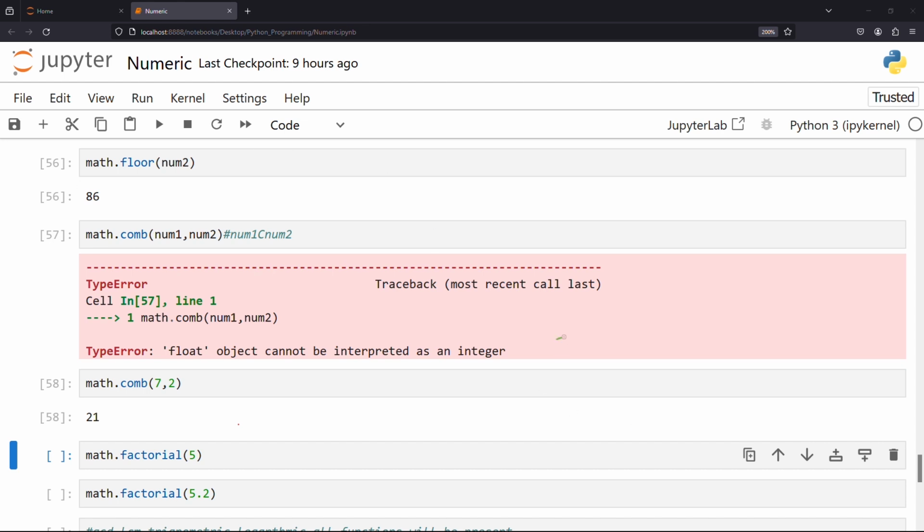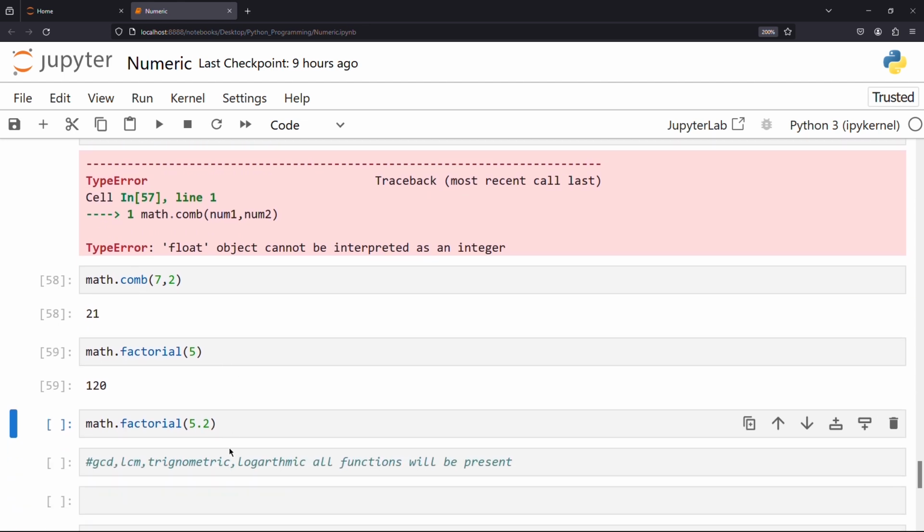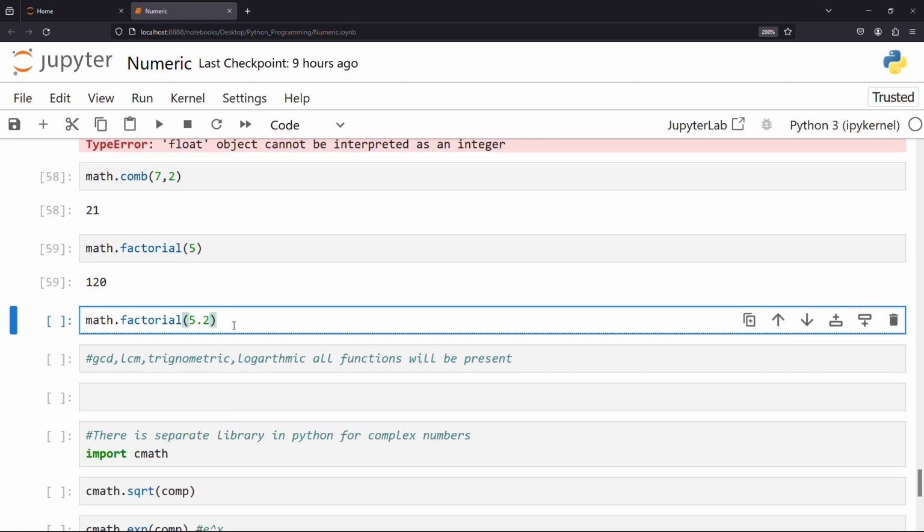So 7 factorial by 2 factorial into 5 factorial. So this and this cancel, and in the numerator we have 7 into 6, and this 2 factorial and this 6 will give 3. So 7 3s are 21. Yeah, this and this are matching. So that is nothing but the NCR value. Now let's see factorial. We have factorial also. And similarly, we'll have LCM, GCD, and so many things.